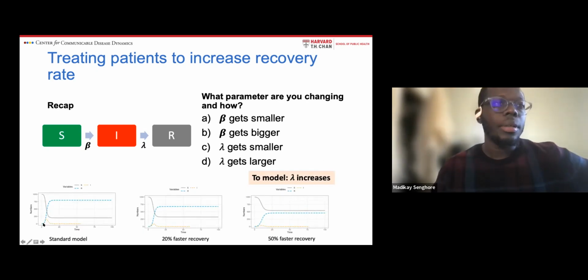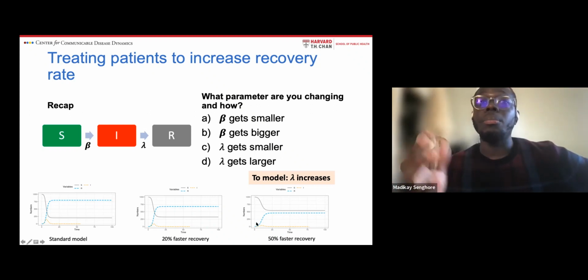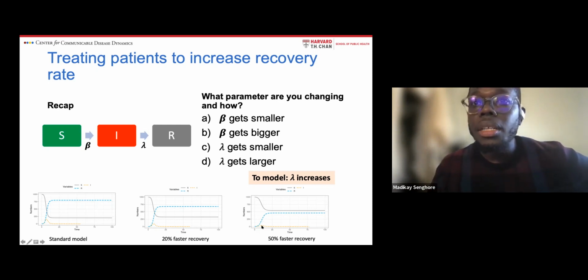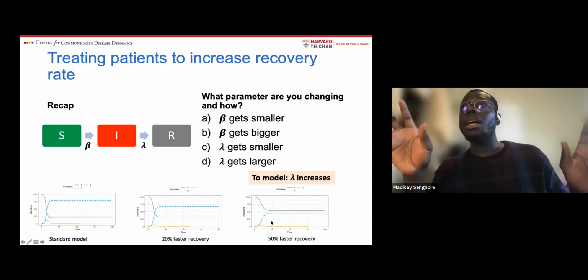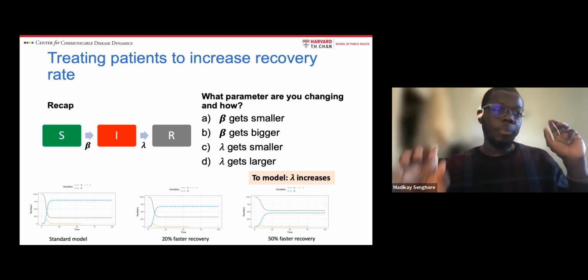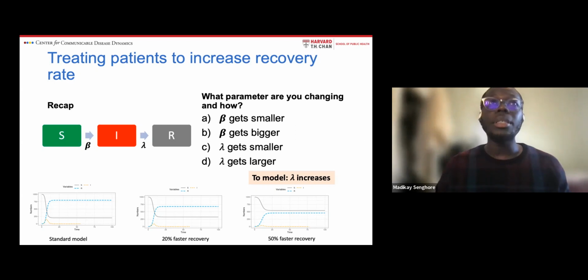You get the standard model, again, you get the nice bell-shaped curve. With 20% faster recovery, the peak slows down, and with 50% faster recovery, you almost don't really have an outbreak. You completely shatter the curve, and you don't just flatten it, you completely shatter it, right? So we've seen at least 3 different ways where you can target an outbreak. You can target the human behavior aspect, the viral aspect, or the population dynamics aspect as well.